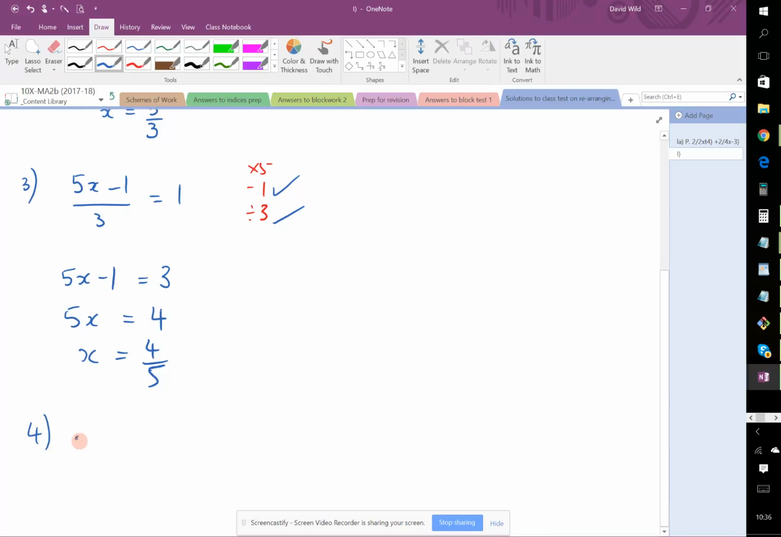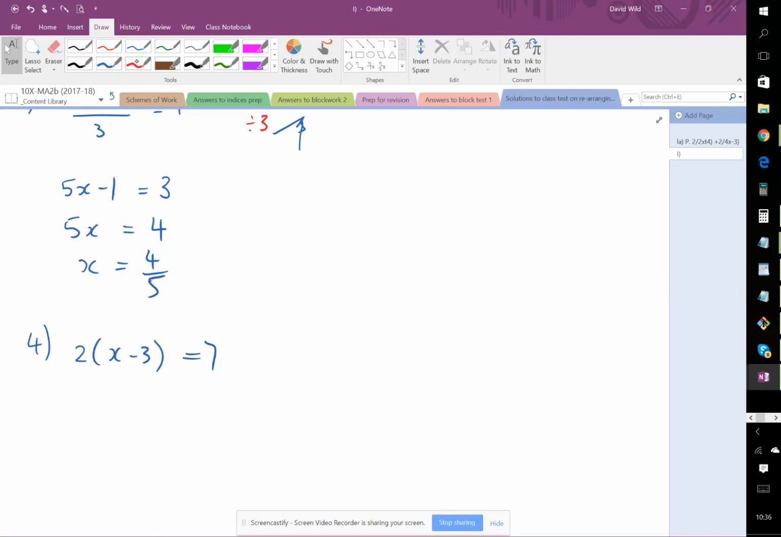Question 4. 2 brackets x minus 3 equals 7. No, I multiplied by 3, both sides by 3. I multiply this by 3, the 3's go. Multiply this by 3, I get 3. So you do the opposite of both sides. Yeah, the opposite in each case and go backwards through the list.